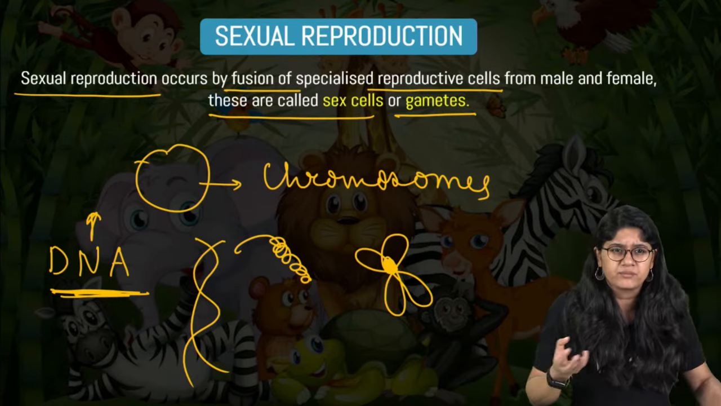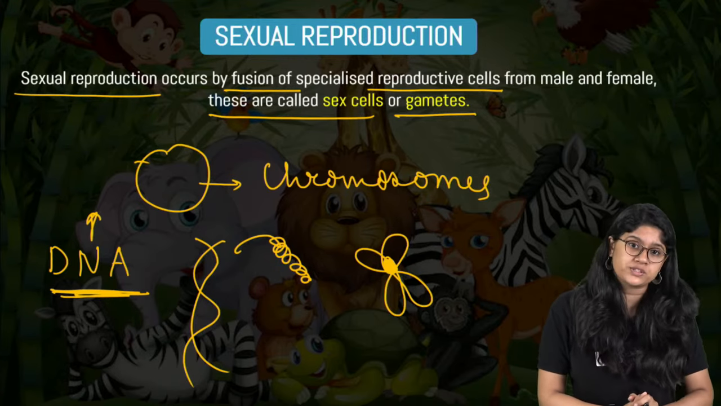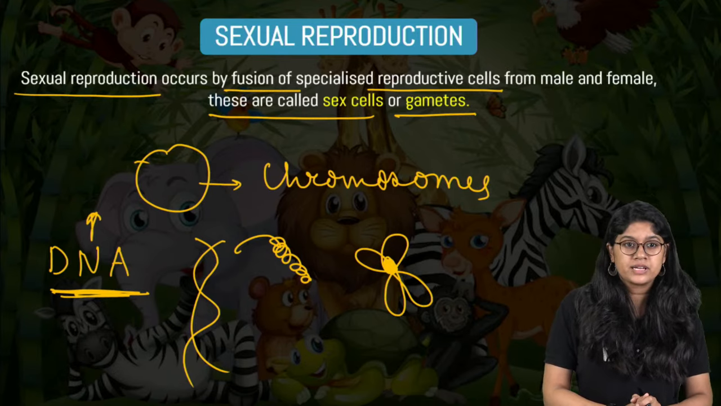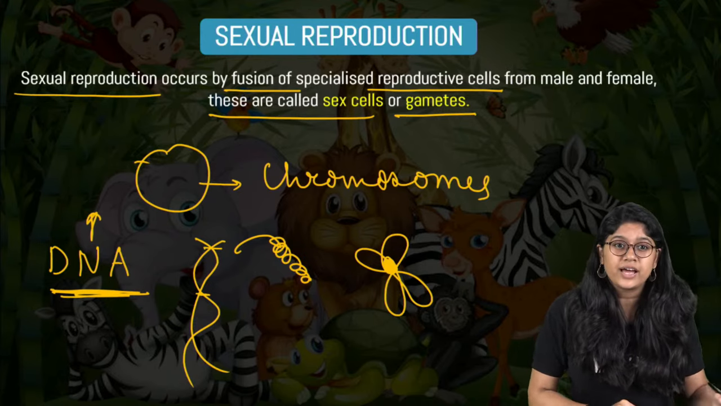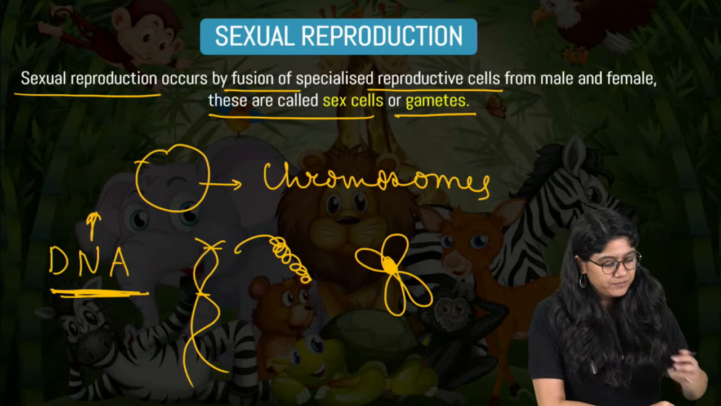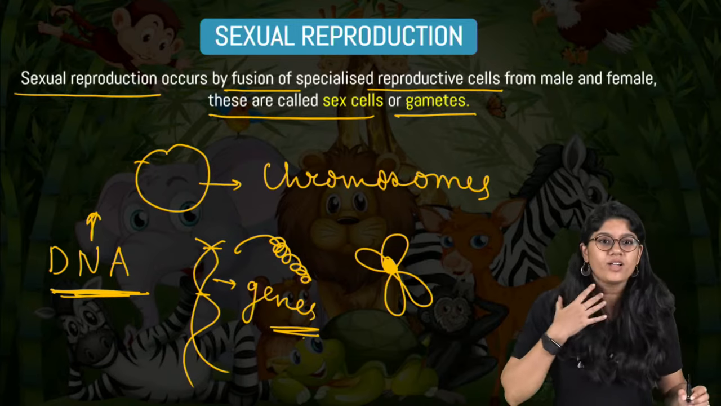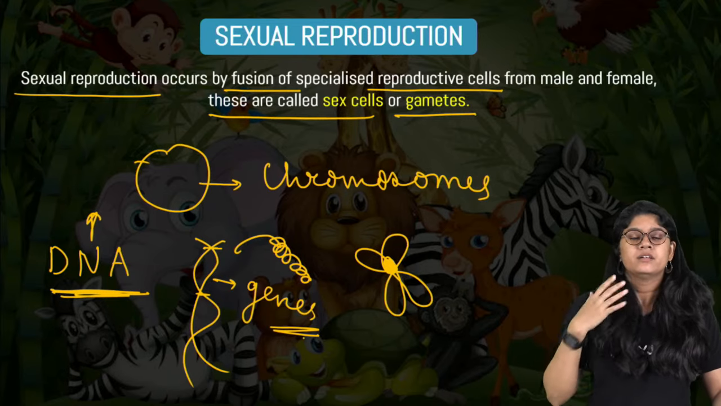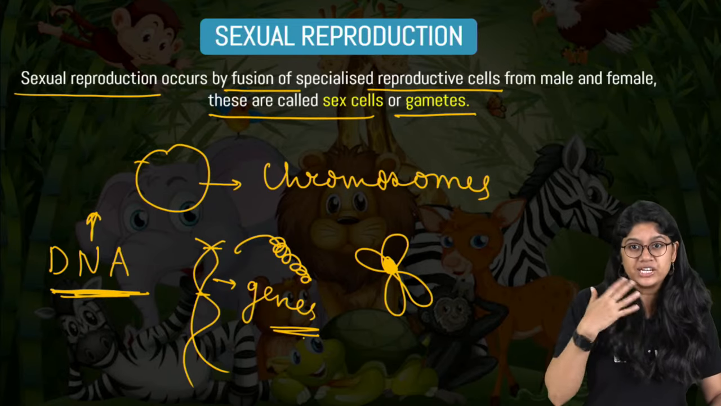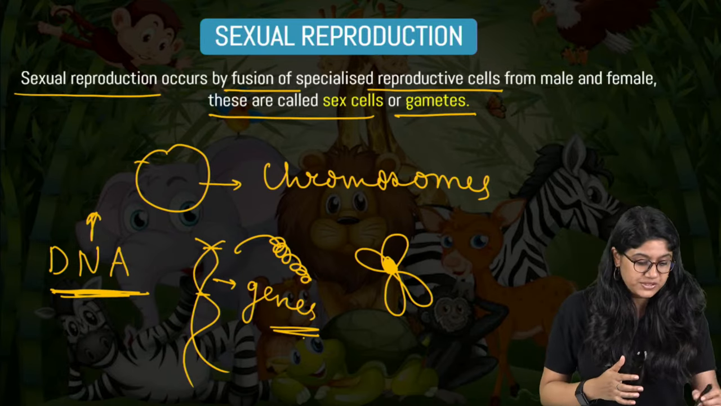The condensed form of the DNA, compactly packed in the nucleus, we call as the chromosomes. Clear? Very good. And DNA has these small fragments, right? This small fragment we call as genes. We have genes. For example, my hair color is black. The gene of my hair color that I got is present on the DNA.